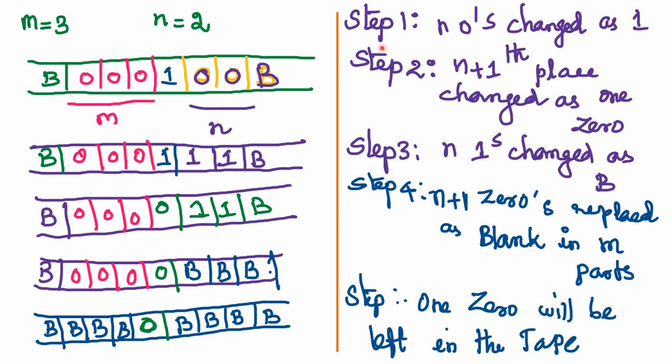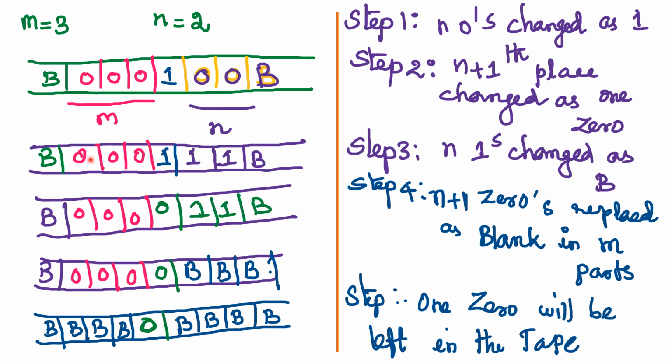So first, n zeros are changed to 1s. And the n plus 1th place is changed to a single 0. You see here, this is n, and the n plus 1th place is changed to a 1. Then the next step, you have to make it blank. The n 1s are changed to blanks.